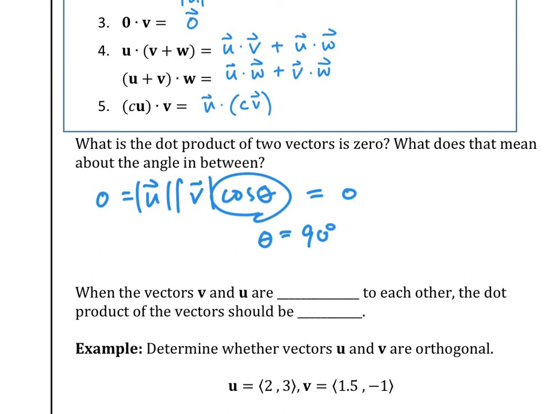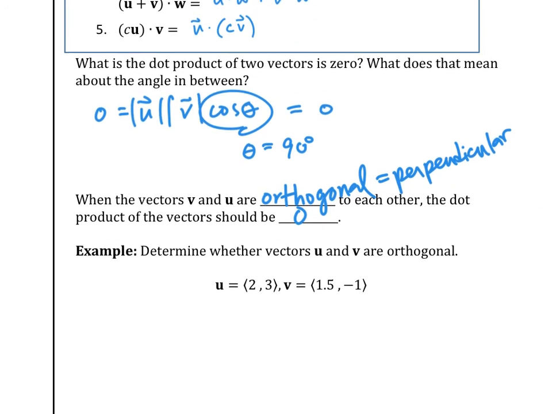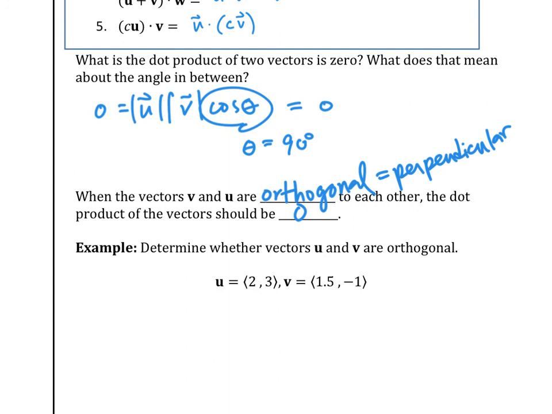Now, when we say perpendicular in the vector world, we call them orthogonal. So orthogonal means perpendicular, and then the dot product would be 0. So if the question says, figure out if u and v are orthogonal, all you have to do is take the dot product. So this is 3 minus 3, which is 0. So that means, yes, they are orthogonal.